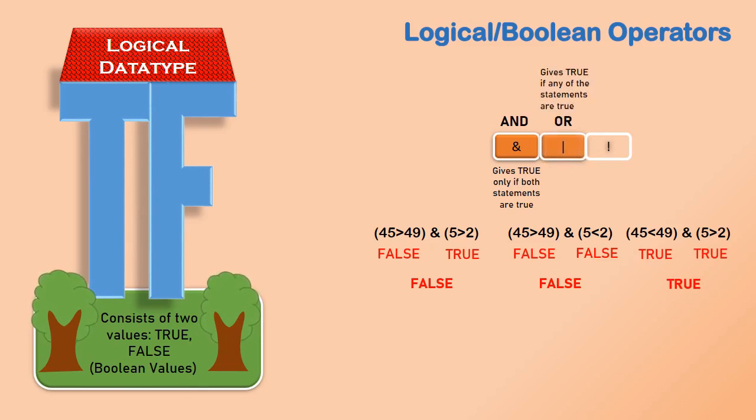Whereas in OR operator, even if one statement is false and the other is true, then also it will give true. In case of OR operator also, if both statements are false, then it will give false, and if both statements are true, then it will give true. In case of NOT operator, it will give true only if the statement is false. For example, the statement 45 greater than 49 results in false, but if there is NOT operator before that, then the answer false will convert into true.